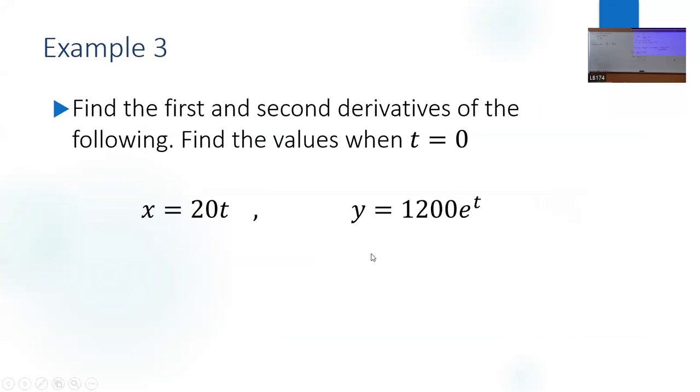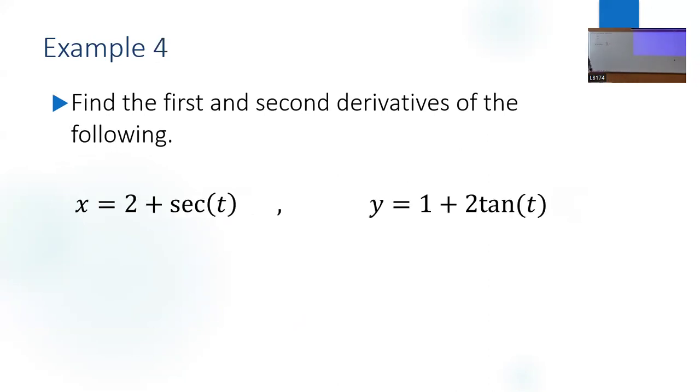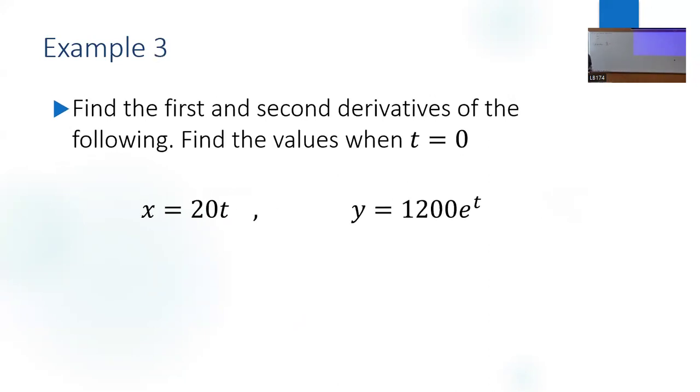Now, I want you to try this one on your own. Go back and just like in the previous example, find the first and second derivatives of this one. This one's a little bit easier to find first and second derivatives of. And then see what happens when the value of t is 0. And then if you have time, figure out if there are any vertical or horizontal tangent lines.